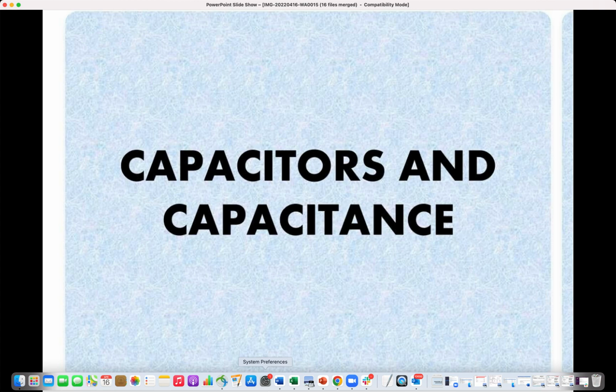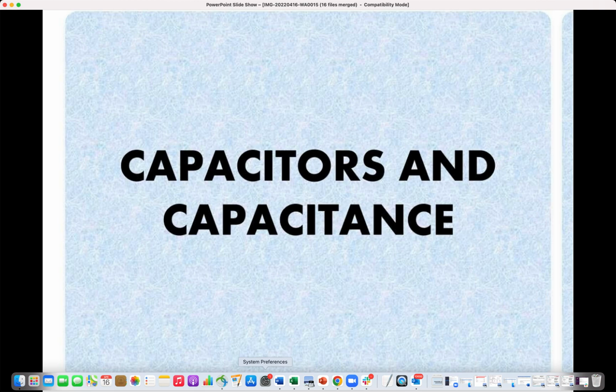So today we are going to do the topic capacitors and capacitance, which is very important for NEET physics. Many questions usually come from this, and we'll be doing some important topics from it. First of all, we should know what is meant by a capacitor. This particular topic comes under electrostatics in physics.